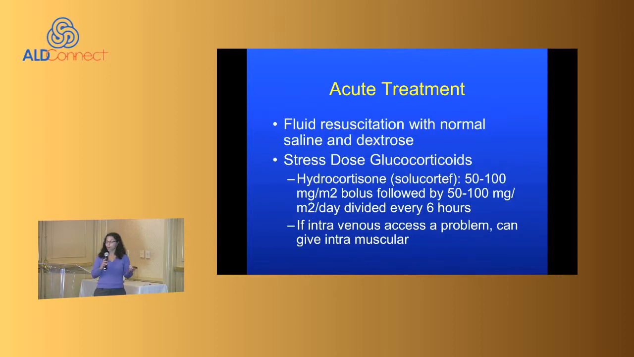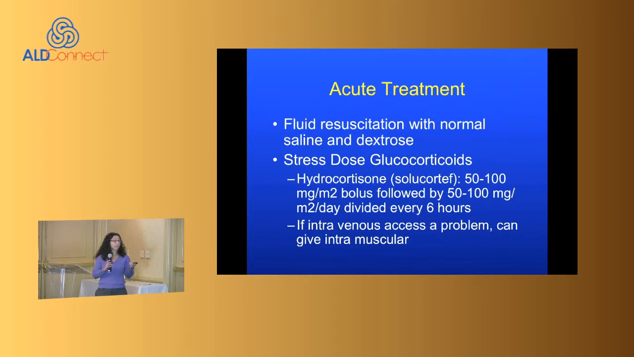How do we treat this? With fluids: normal saline with glucose-containing IV fluids, and with stress-dose glucocorticoids. Again, knowing the production and what happens during stress, we'll replace anywhere between 50 to 100 milligrams per meter squared, just straight off as a bolus. And then we'll follow that with a dose in that range divided throughout a 24-hour period.